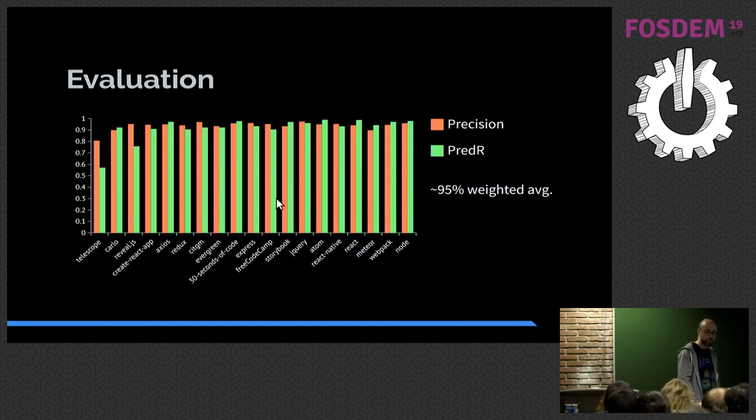So this is our evaluation on our validation set. We have 95% weighted average on the dataset of 19 repositories. So this looks cool, apart from a few small JavaScript repositories. It works badly for them because they're too small and you cannot really infer good rules from such a small amount of source code, which is explainable.